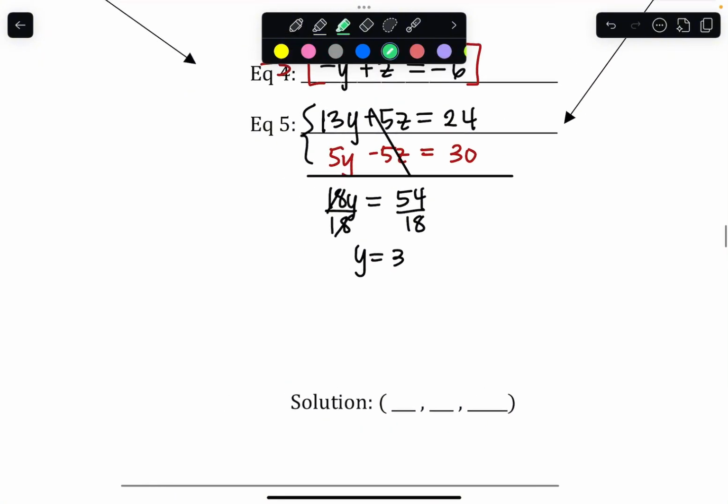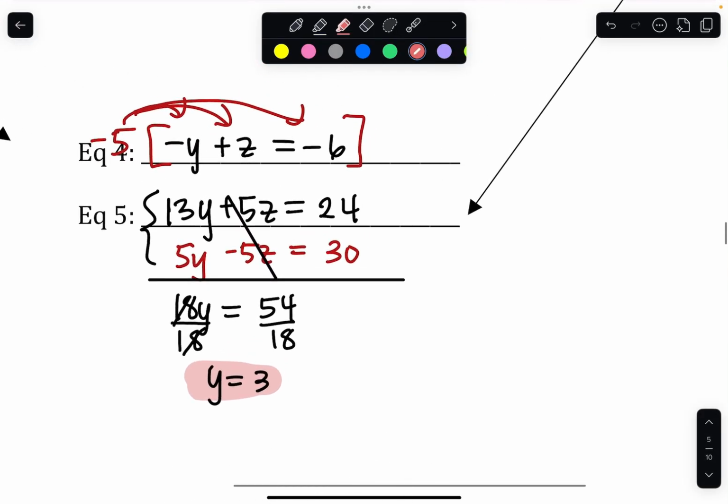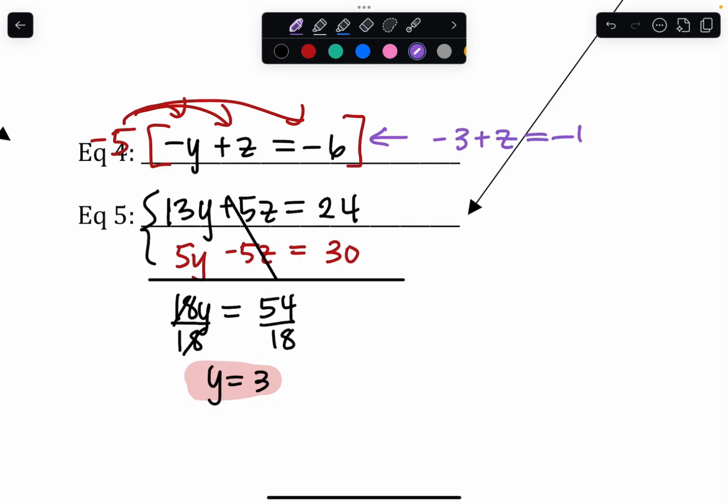Okay, and so now that we have y equals 3, we stay here in this 2 by 2 system to get z. I think this top equation looks easier. So negative y, which is 3 now, plus z equals negative 6. Add 3 to both sides, and we get z equals negative 3.